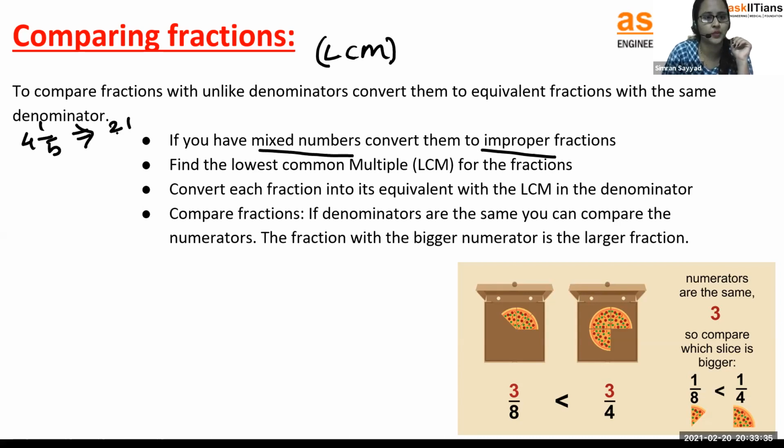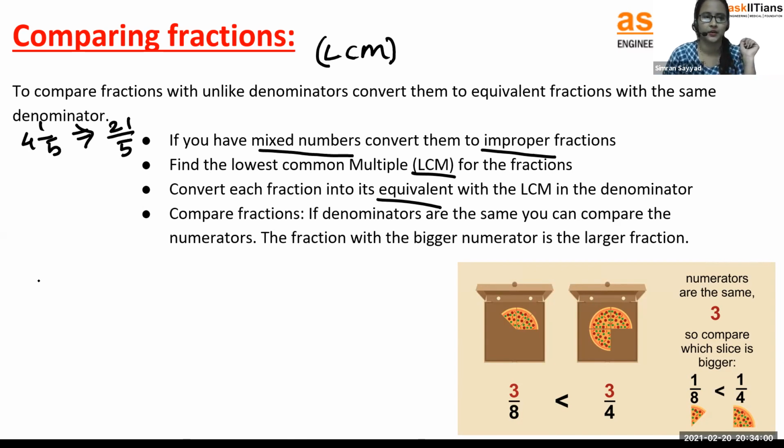So it's 21 by 5. 5 fours are 20, plus 1, which is 21 by 5. So the first step is to convert a mixed number into an improper fraction, and then you get the LCM, get the equivalent fractions, and accordingly compare, like we have done. I hope you remember we have done some comparison sums.